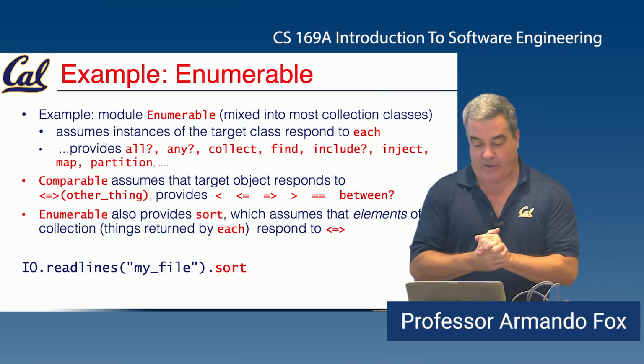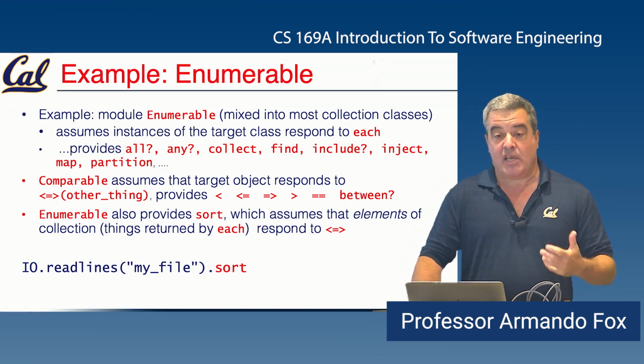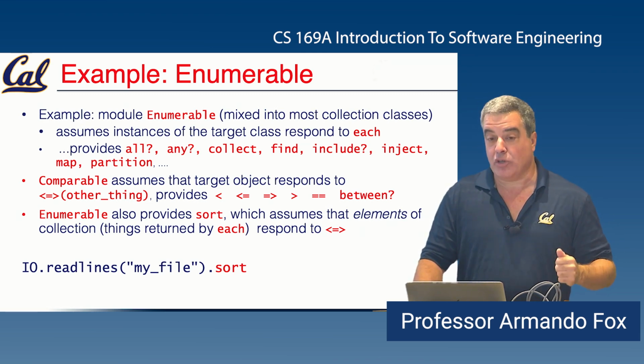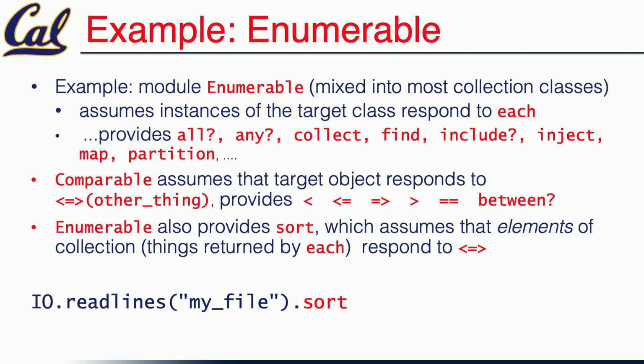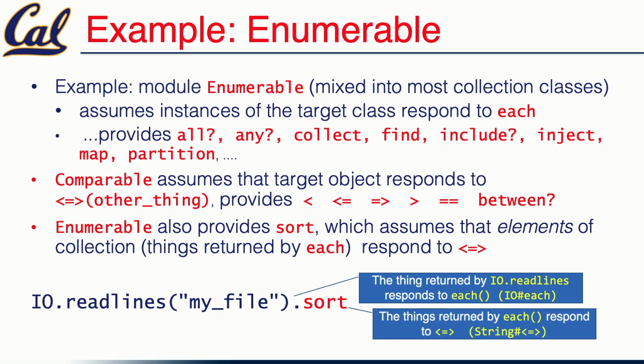So let's put all these things together. When I see a line like io.readlines, and as I've told you, readlines is a standard library function that one at a time will give you back each line of a file, if we call sort on that, there are actually two assumptions being made here. One is that whatever is returned by io.readlines responds to each. So I can call each on it, and every time I call each, I will get back the next line in the file. How the readlines function does that is none of my business. In addition, the things being returned by each all respond to the spaceship operator.